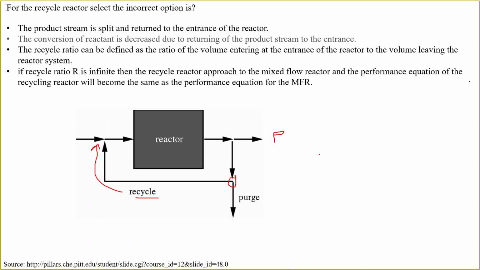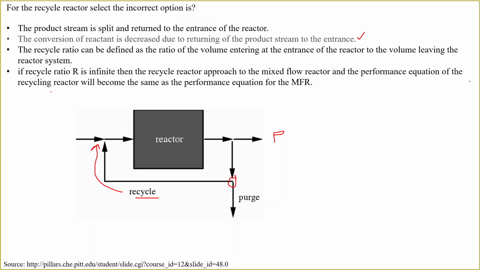Next is that the conversion of the reactant is decreased due to returning of the product stream to the entrance. Now, this defeats the entire purpose of the recycle reactor, so this is the incorrect option. The whole reason the stream is sent back to the recycle is that any unreacted reactants there can react and increase the conversion of the reactant. So this is the incorrect option here, and this will be the answer. We'll take a look at the other two also.